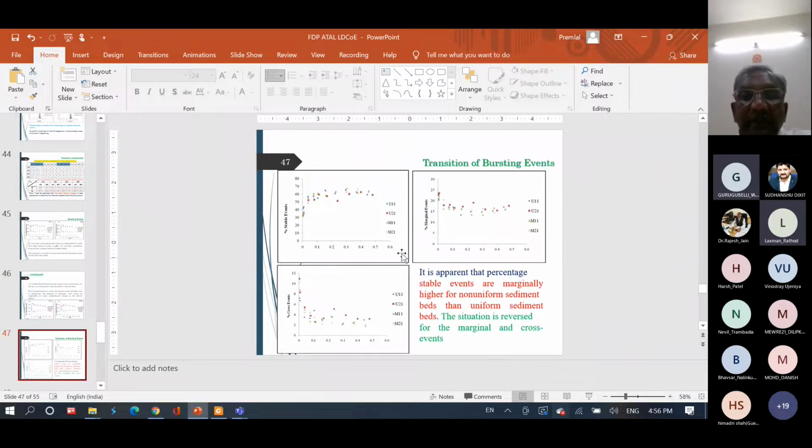Then we have the stable events, then the cross events, and the marginal events. I have told you what the stable events, the marginal events, the outward events and the cross events are. It is apparent that the percentage of stable events is marginally higher for a non-uniform sediment bed than for uniform sediment. The situation is reversed for the marginal cross events. So we have tried to carry out those kinds of analysis and get a preliminary signature for uniform vis-a-vis non-uniform sediments.